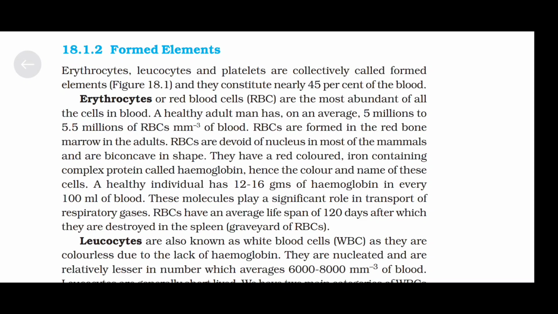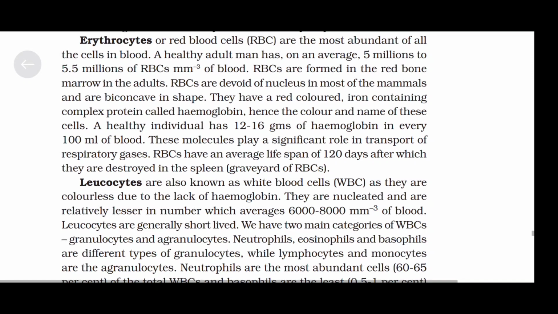They have a red-colored, iron-containing complex protein called hemoglobin, hence the color and the name of these cells. A healthy individual has 12 to 16 grams of hemoglobin in every 100 ml of blood. These molecules play a significant role in transport of respiratory gases. RBCs have an average lifespan of 120 days, after which they are destroyed in the spleen, the graveyard of RBCs.